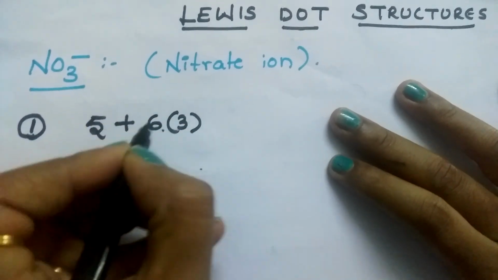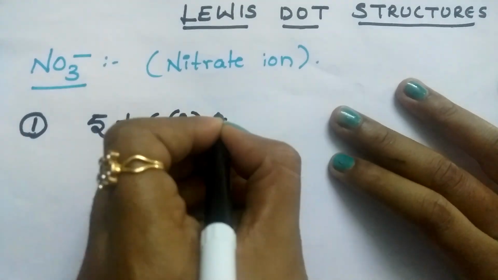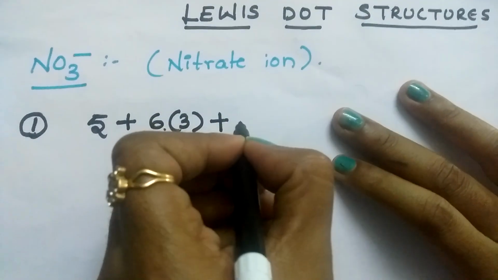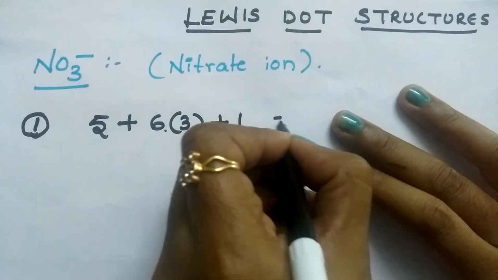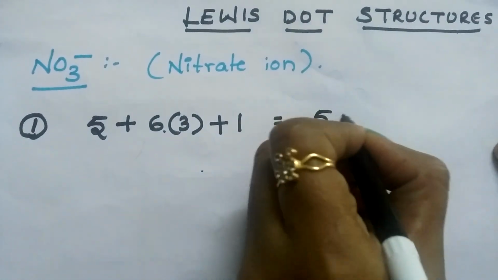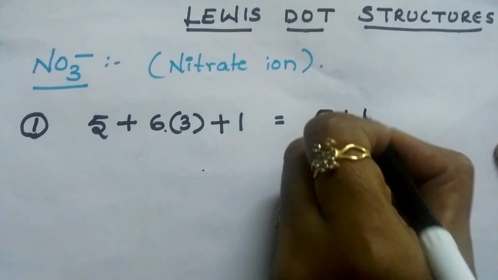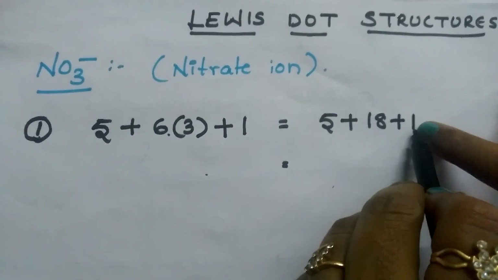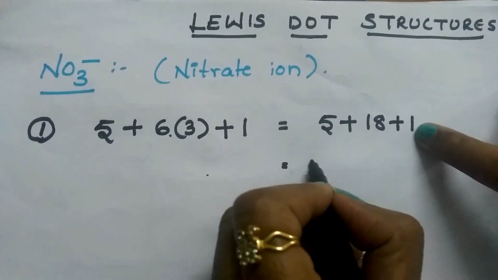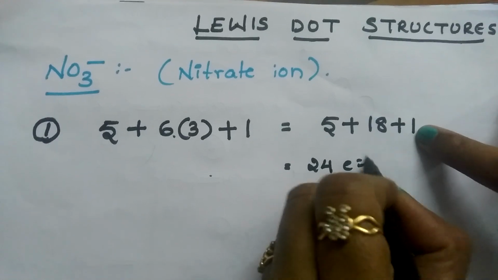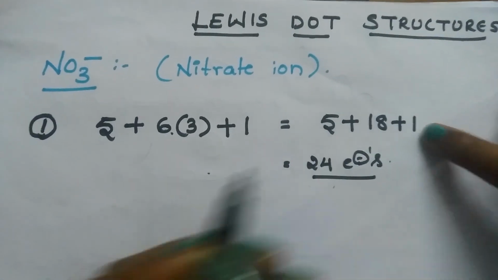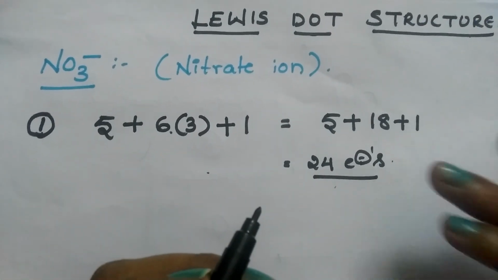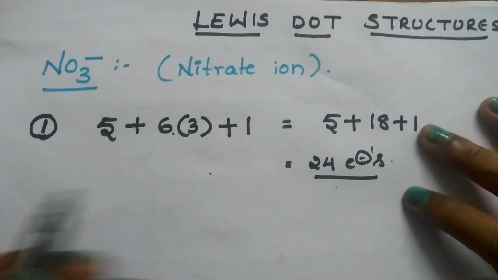3 oxygens are there, so 6 into 3, plus it is having a minus charge, so write plus 1, which equals 5 plus 6 3s are 18 plus 1. 18 plus 1 is 19, 19 plus 5 is 24 electrons. This is step number 1, counting all the valency electrons.